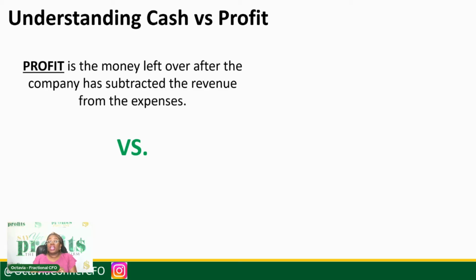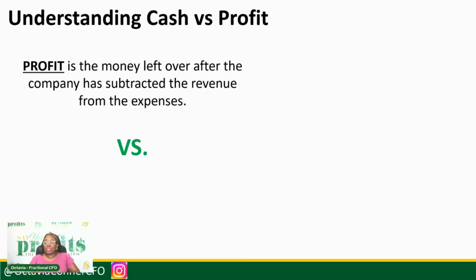And so profit is the money left over after you subtract your expenses and your COGS from your revenue. You're either going to have a net profit or a net loss. A net profit means you earn more in revenue than what you spent in costs and expenses for that particular period. A net loss means you spent more money in expenses and COGS than what you brought in for that particular period.